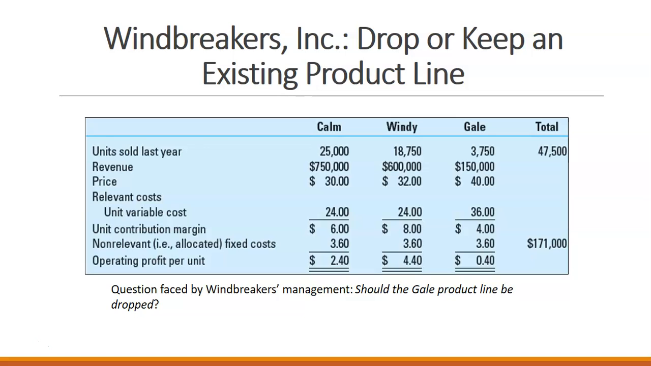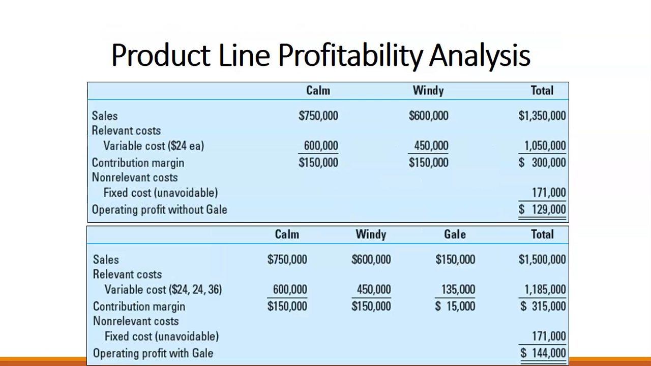So when we look at this example, we have the number of units sold last year, the revenue, and our unit variable costs, the unit contribution margin, and our allocated fixed costs gives us an operating profit per unit. So should we drop the Gale product line as it is currently only giving us 40 cents per unit towards our operating profit? So when we look at that analysis, we compare those unavoidable fixed costs.